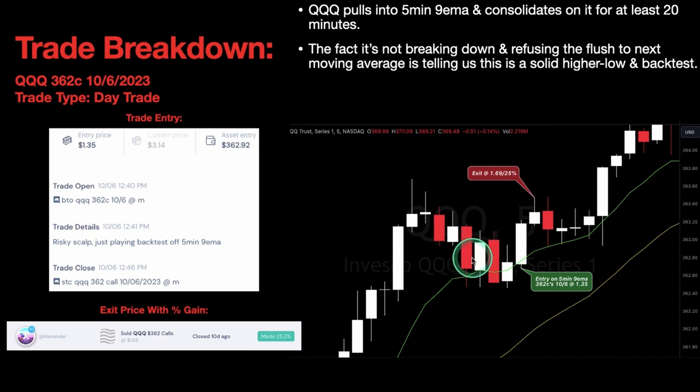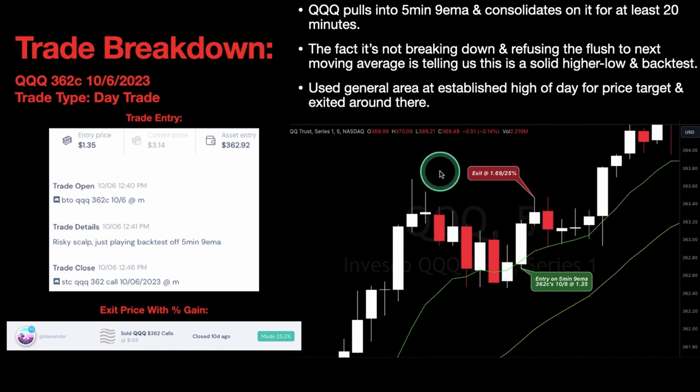So you have a hold on this candle right here. You have a close over it right here. It's still holding. You have a small flush under it right here, but then it follows through back up with a close back over it. So this is your 20 minutes of consolidation. This bar kind of puts it back in place, and that's when we pop up. It looks like we entered at 1240 and then we took an exit at 1246. So pretty much just in this little impulse move. And then we just use the general area of high of day for the price target.